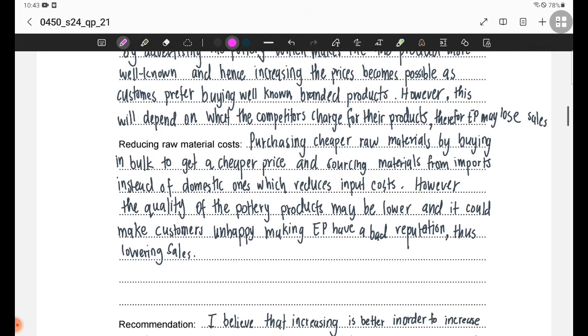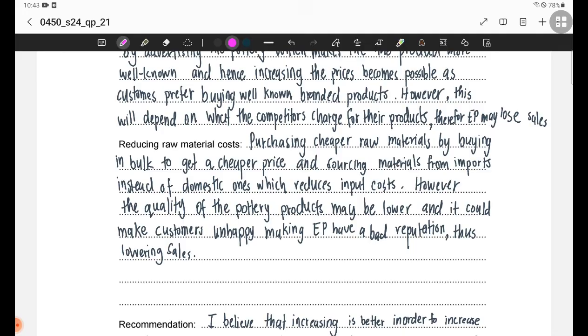Because EP already uses high quality materials. They can do the opposite and purchase cheaper ones. They can buy in bulk or get a cheaper price and source materials from imports instead of domestic ones. You can say that. However, the quality of the pottery products, of course, will be lower, and it could affect the customers and make them unhappy, making EP have a bad reputation, thus lowering sales.